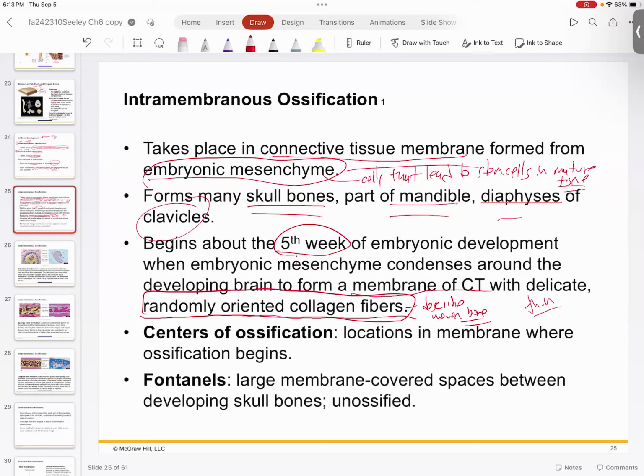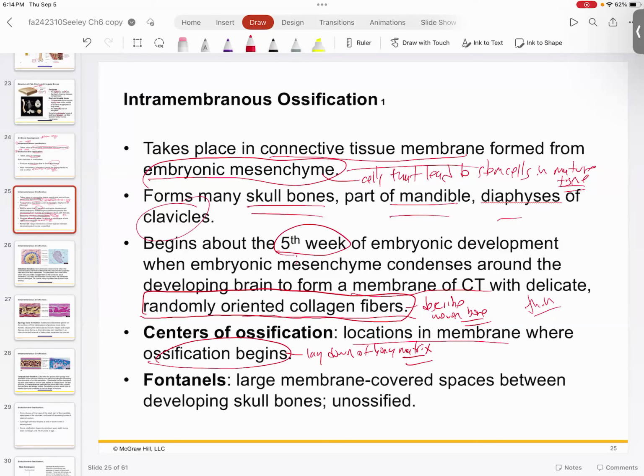Now, the next thing we have to do once we lay down the connective tissue is we have to create what's called centers of ossification. These are points, areas in the membrane where ossification begins. Ossification basically means the lay down of bony matrix. And once that starts, then you just continue the process.